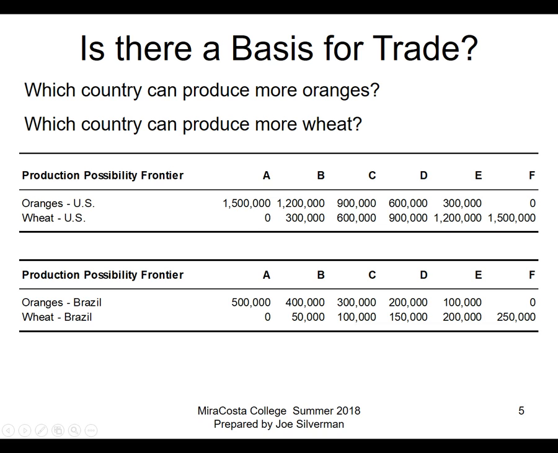What I'd like you folks to do is shut this video off and contemplate whether or not it's possible for Brazil and the United States to get together and trade in a way where both countries would benefit. I'm going to go to the next slide. So, once you've thought it over, start the video back up again, and let's see how your conclusions compare to the results.